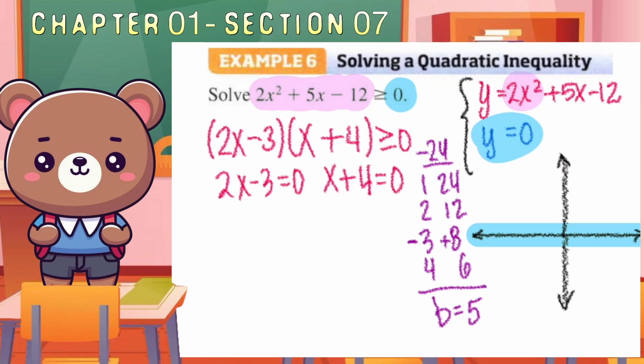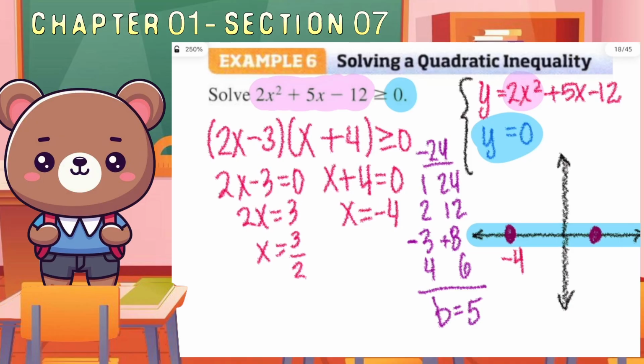Instead, I want to know when do I have x-intercepts? So 2x is 3 when x equals 3 over 2, which is 1.5. And then here when x equals -4. So here I'll mark an approximation, -4, and it's not to scale at all. Here, positive 3 over 2, which is 1.5. Again, those are my x-intercepts.